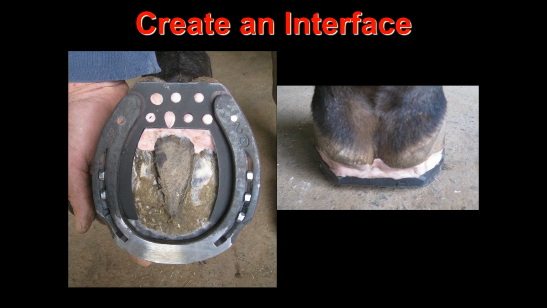Okay. We can create an interface with impression material between the hoof and the pad or the shoe. Okay. So when the horse lands, it lands into the impression material and it doesn't move against the horseshoe or the pad. Okay. And we can also create a wedge with that as well.